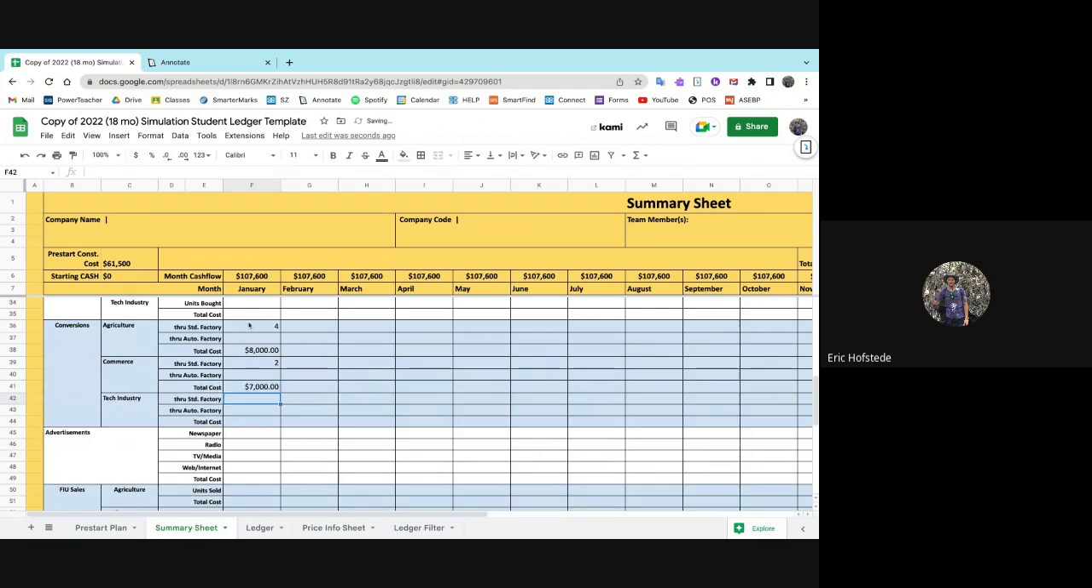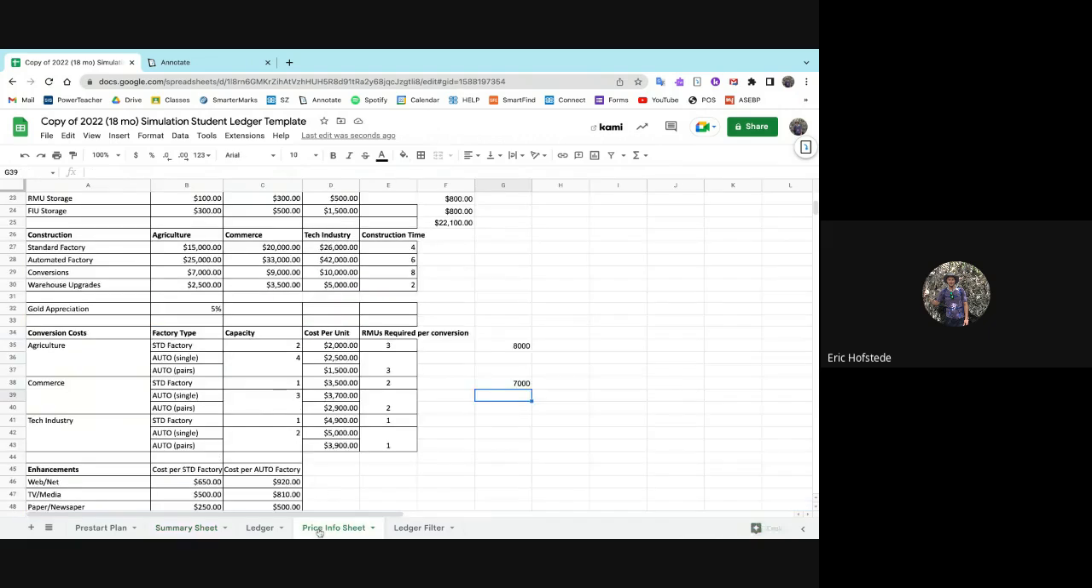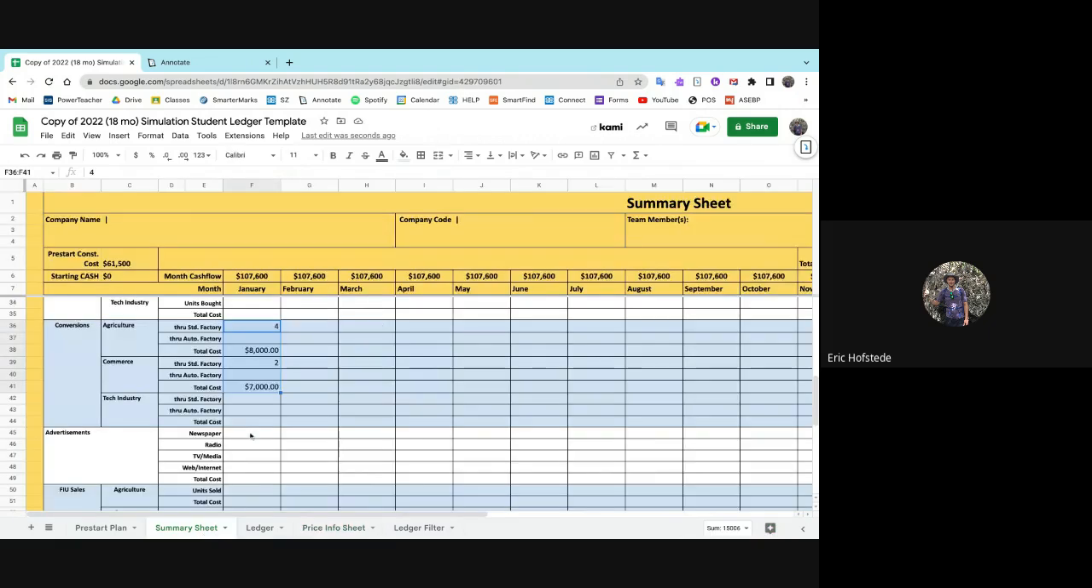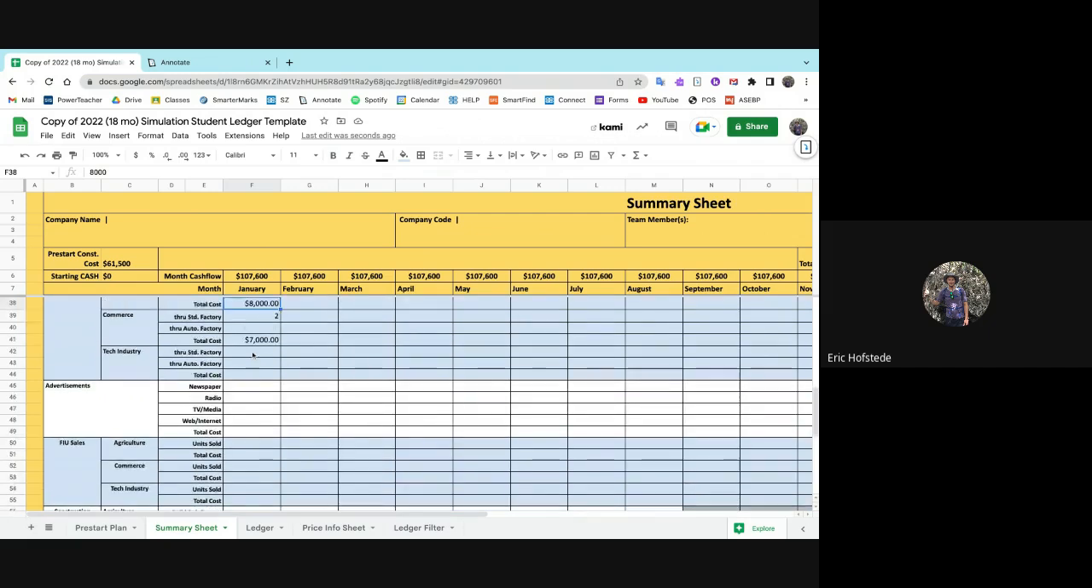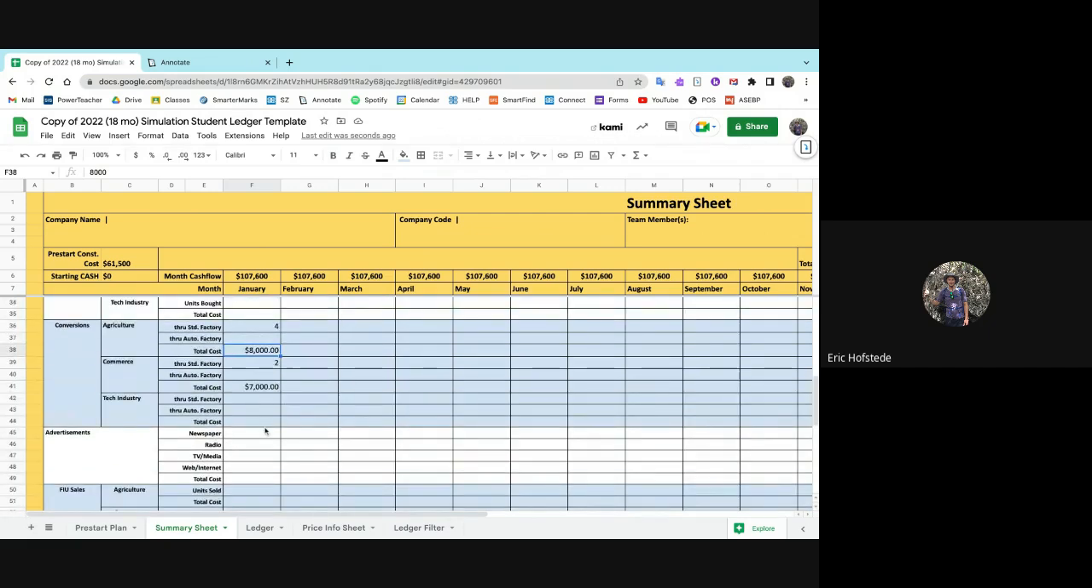All right, these are all things that you need to be doing on the fly during the simulation. So as soon as you submit your bid, go into your price info sheet, find out how much that costs, because that's going to update your cash up in the top here, which will allow us to budget appropriately, figure out how much construction we're going to be able to do. And if you're forgetting to enter these, your budgeting is going to be a bit harder to do. You're probably going to go into debt, into the red.